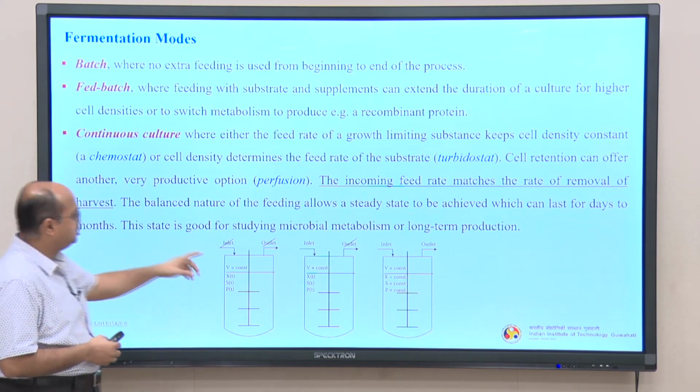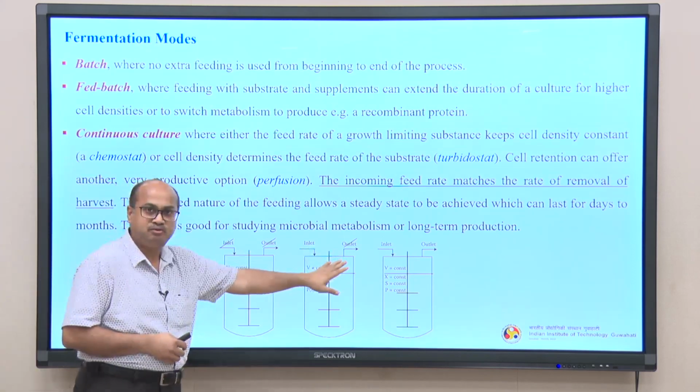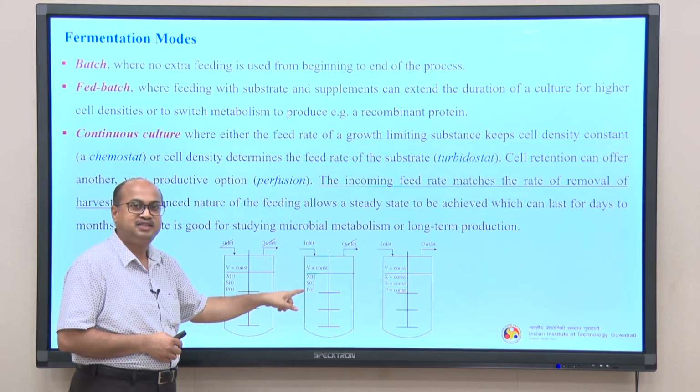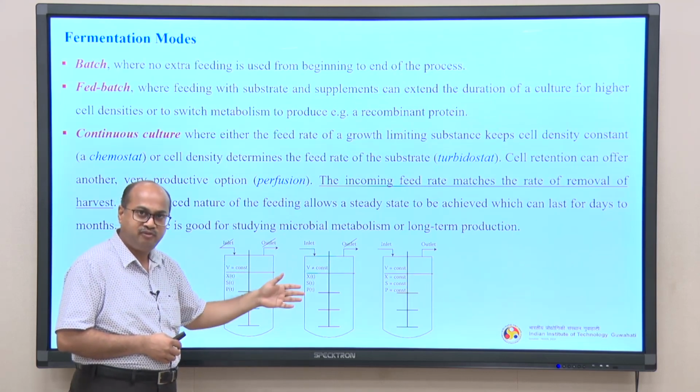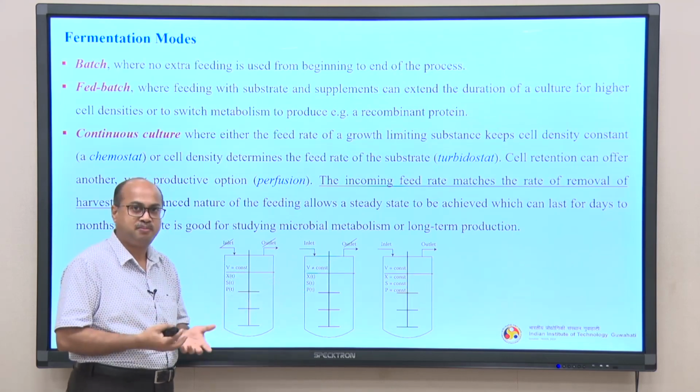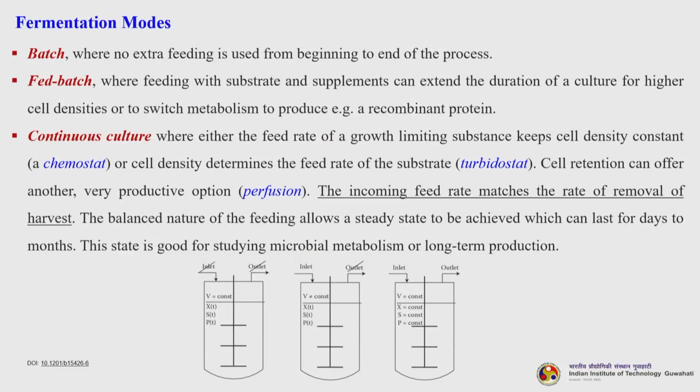Now, what is fed batch? You can see that there is no outlet, but there is an intermittent inlet. Once you supply the feed, you can intermittently supply the feed again. What does it mean? Fed batch is a process where feeding with substrate and supplements can extend the duration of a culture for higher cell densities, or to switch metabolism to produce a recombinant protein, for example. So, intermittently you are feeding.